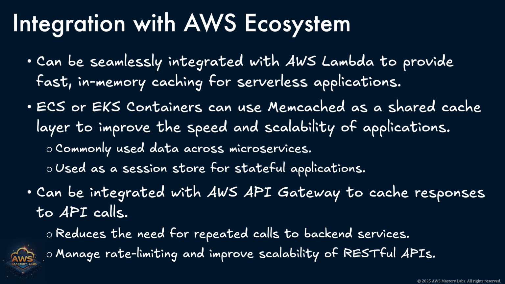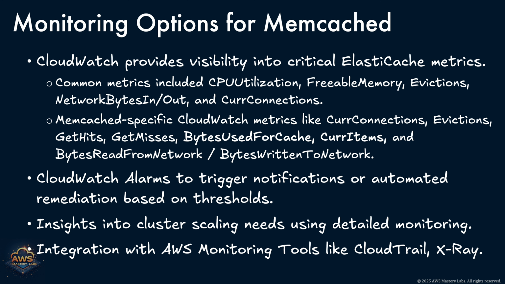Monitoring Amazon ElastiCache for Redis through Amazon CloudWatch provides comprehensive visibility into the health, performance, and behavior of your Redis clusters. CloudWatch surfaces a wide range of key performance indicators, such as CPU utilization, freeable memory, network bytes in and out, and connection counts. These metrics help teams proactively identify signs of performance degradation or capacity saturation.